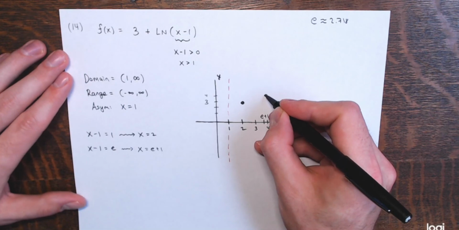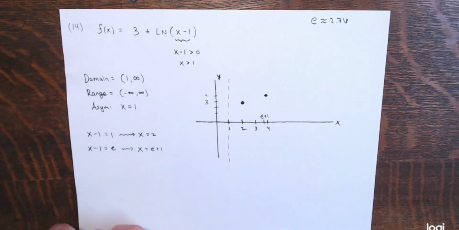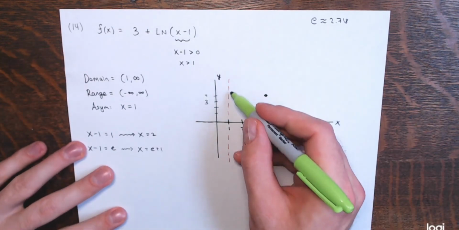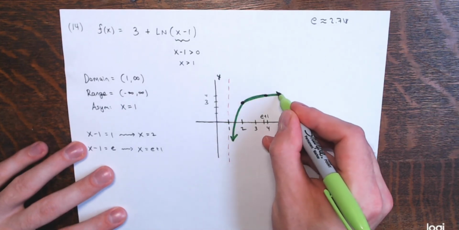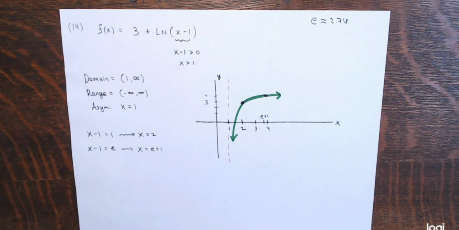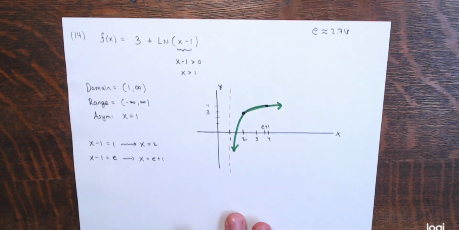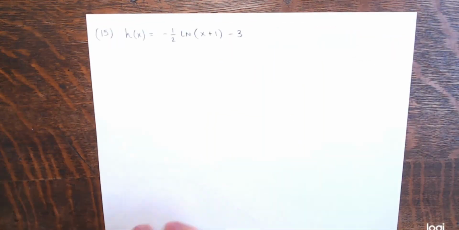And it's definitely an increasing function, with this asymptote at x equals 1. So it looks something like this, right? Something like that, like we've been seeing. Alright, and I've got just one final one here. I'm doing the same thing every time. Domain, range, asymptote, find a couple points and make a sketch.